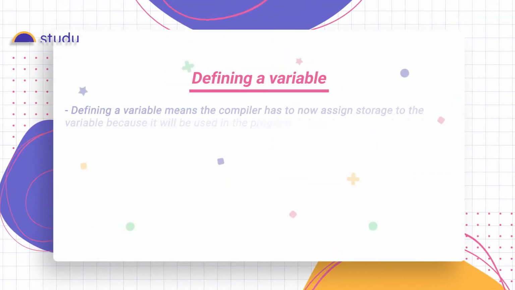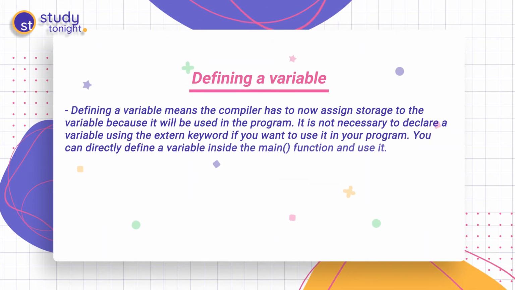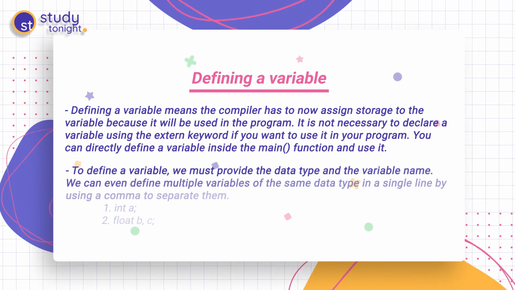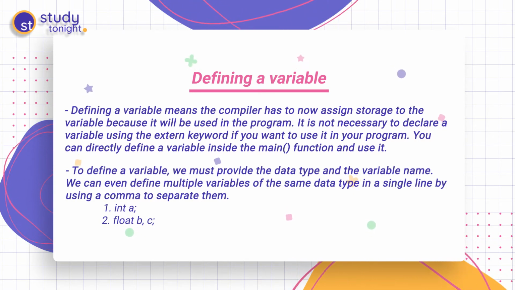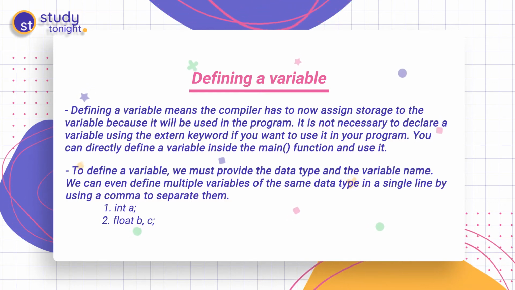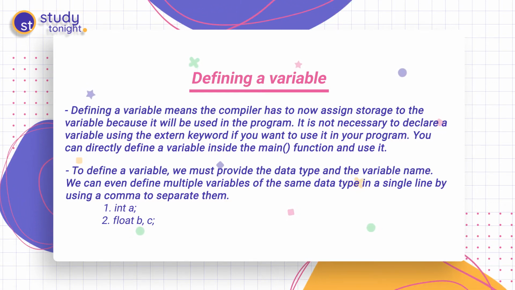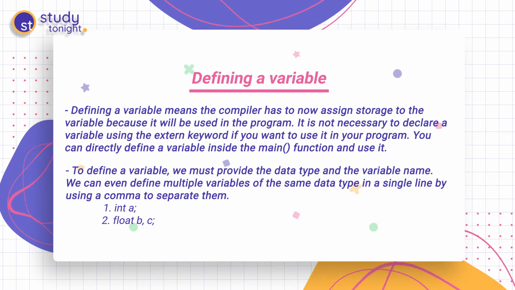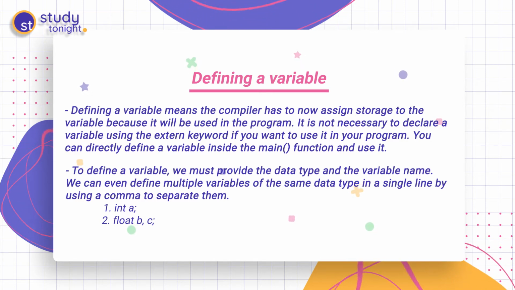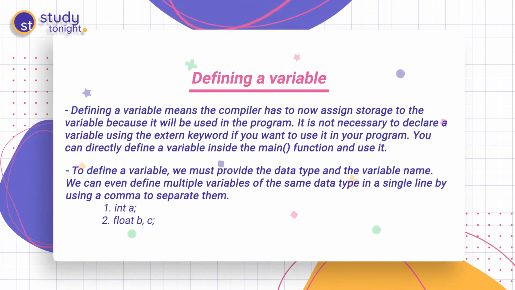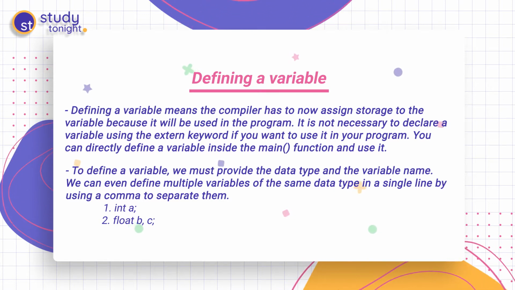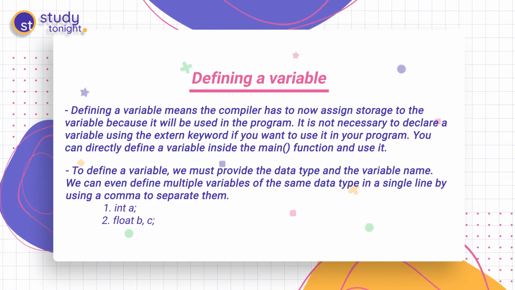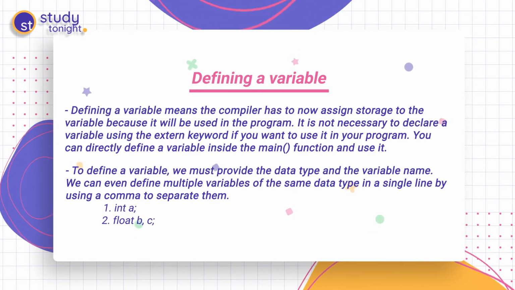Now, how do we define a variable, or what is defining? Defining a variable means the compiler has to now assign storage to the variable because it will be used in the program. So it is not necessary to declare a variable using the extern keyword. If you want to use it in your program, you can directly define a variable inside the main function and you can use it. To define a variable, we must provide the data type and the variable name.